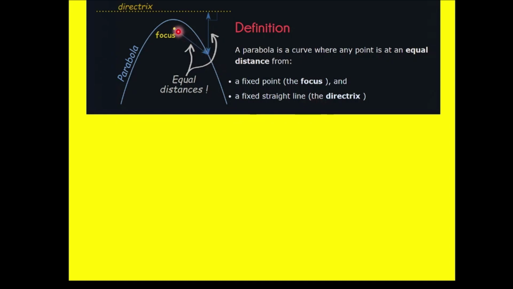You can see in this diagram also, this is the focus and this is the directrix. Focus is the fixed point and directrix is the fixed straight line. And if you take a point over here, whatever is the distance from this point to the focus, the same distance will be from the directrix also.